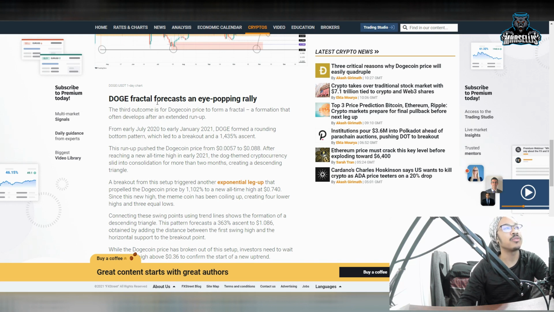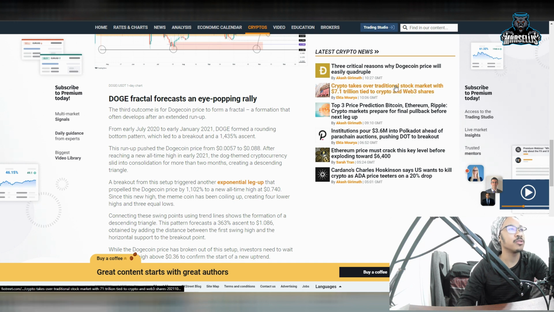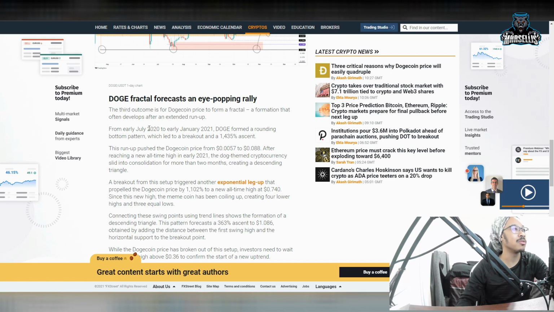But anyways, the Doge fractal forecast and eye-popping rally. So the third outcome is for Dogecoin price to form a fractal, a formation that often develops after an extended run up. So from early 2021 to early January 2021, you can see right here, Doge formed a rounding bottom pattern, which led to the 1400% breakout that they're talking about. It went from 0.0057 to 0.088. And that's actually when I started to get into Dogecoin. When I saw it around 0.06, that's when I got in.